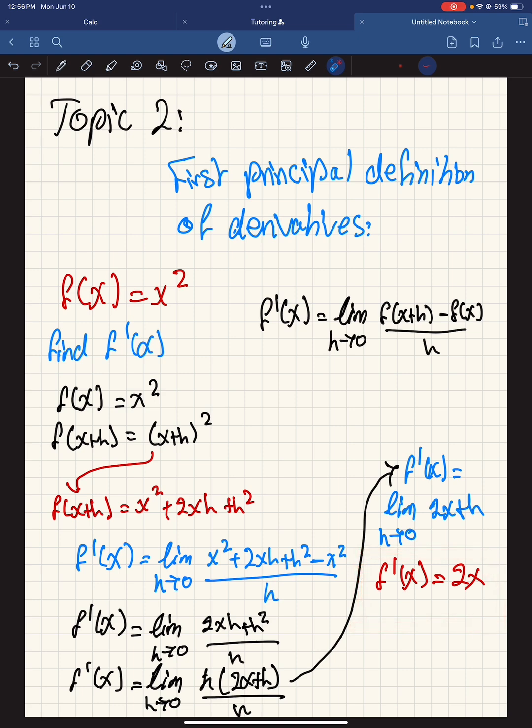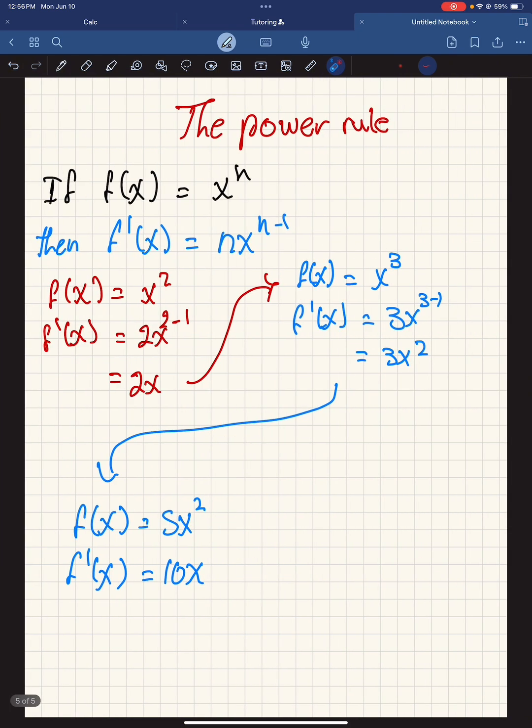So this is how you do it with this formula, but there's actually a shortcut that is a lot more useful than having to do this all the time, which brings me to my next topic, which is the power rule. So the power rule says that if you have a function f of x equals x to the power of n, that means the derivative is going to be nx to the power of n minus 1, which basically means you take the exponent, you put it to the front, and then you minus 1 from it. And I'm going to show you how this works in a second.